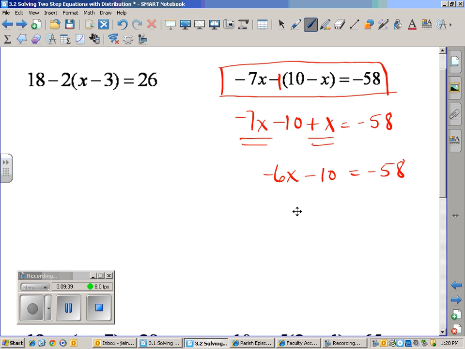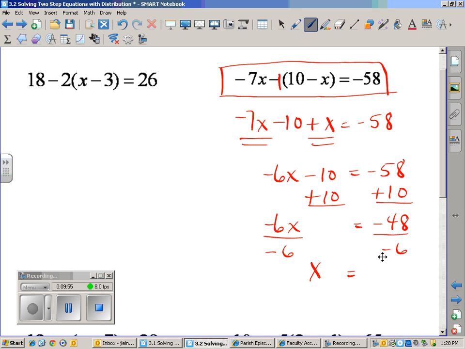Now it's looking a little bit better. Add 10. Minus 6x is equal to minus 48. Divide by minus 6. And we get x is equal to a positive, minus divided by minus is positive 8. And you can go check it yourself. You can plug it back in, take a check, and make sure that we've done it correctly.